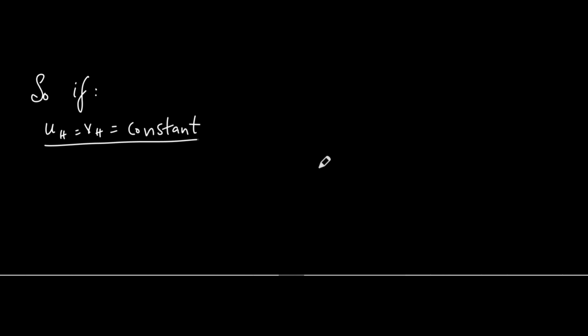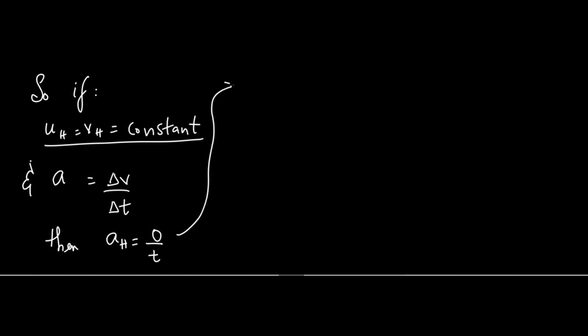UH or VH, it's constant, what does that mean when it comes to at least the horizontal component of acceleration? Well, since acceleration, by definition, is change in velocity over change in time, the horizontal component of acceleration is the change in horizontal velocity over time. If that horizontal component never changes, then we can expect that the change in velocity horizontally is zero, thereby making our horizontal component of acceleration also zero.